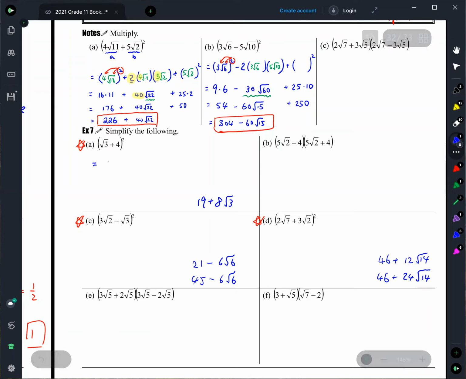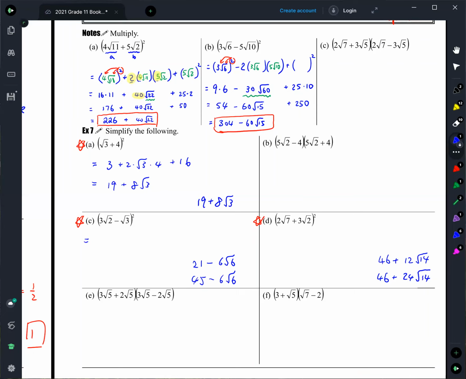So A squared, okay, I'm gonna speed up a little bit, okay? A squared will be 3, right, plus 2AB plus B squared. Okay, so 3 times 6, 3 plus 16, that gives you 19, A root 3. So this one, not so much to do, right? There's nothing to factor out, to take out.